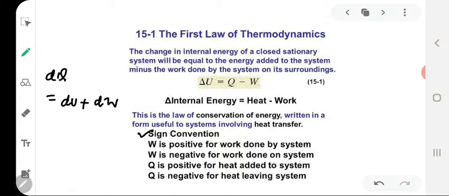So work done by a system is taken as positive, while work done on the system is taken as negative. Heat gained by a system is taken as positive, while the heat lost or extracted by the system is taken as negative. Increase in internal energy of a system is taken as positive, while the decrease in internal energy is taken as negative.